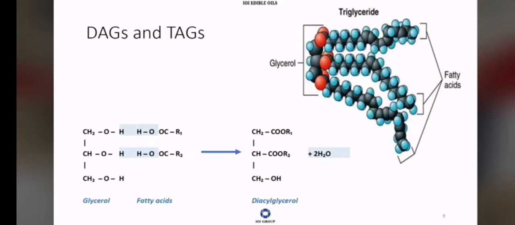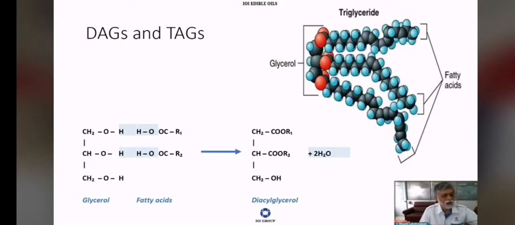If you look at the bottom left-hand corner, you will see the glycerol molecule. The glycerol molecule reacts with fatty acids. You'll see two fatty acid molecules, R1 and R2, which then form a diacylglycerol. Of course, if there were three fatty acids combined with glycerol, it becomes a triglyceride. The triglyceride is captured in the top right-hand corner.